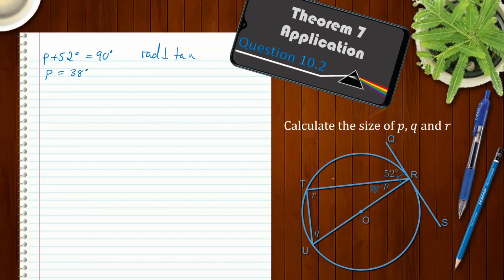Okay, next up to find Q. So Q is straightforward because Q and the 52-degree angle form the tan chord theorem. So Q is simply going to be 52 degrees, tan chord theorem. And then finally to find R, again we have two options. We can use angles of a triangle, or we can notice that O is the center of the circle, which makes UR the diameter, and whenever an angle is subtended by the diameter, it is equal to 90 degrees. So R is equal to 90 degrees because of angle in semicircle.